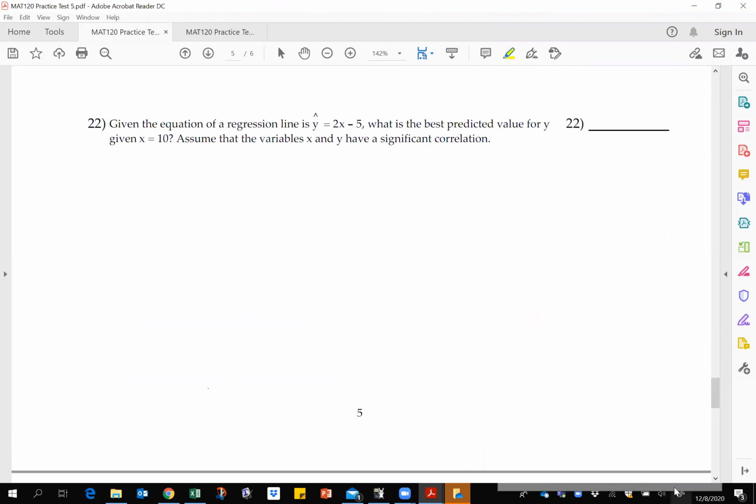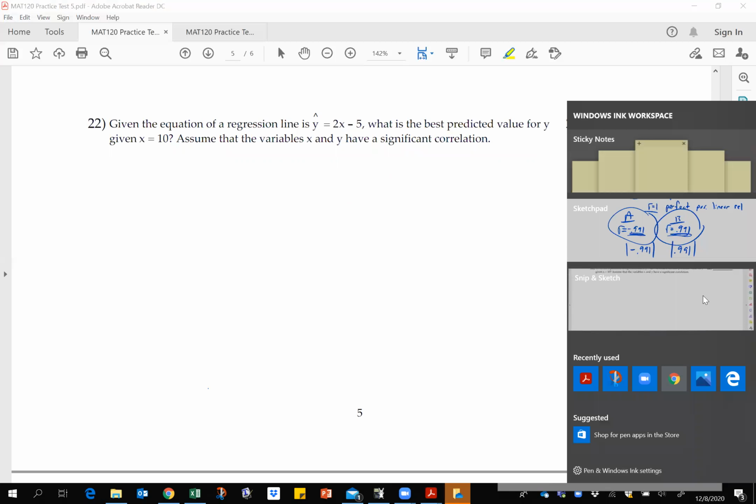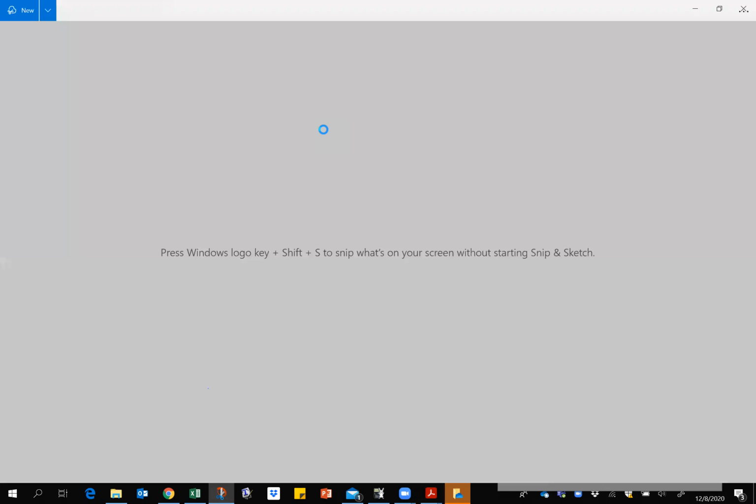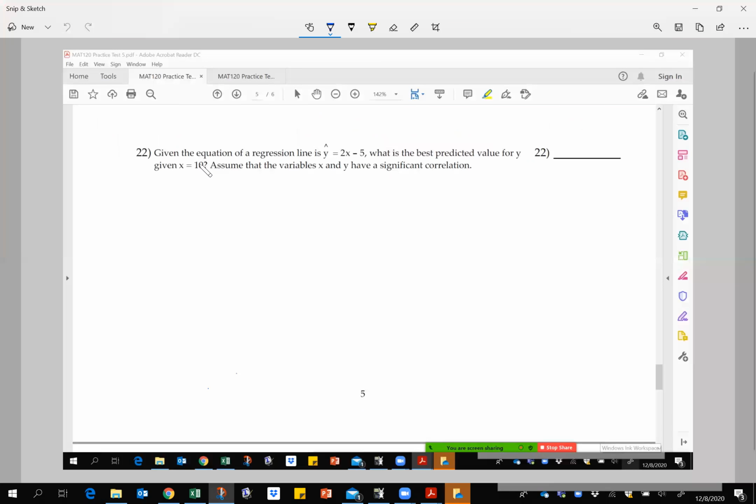Question 22 says, given the equation of the regression line, y hat equals 2x minus 5, what is the best predicted value for y given that x equals 10? With this problem, we want to forecast or predict what y is going to be when x is 10. This is literally just direct substitution from algebra. If the equation is 2x minus 5, then everywhere we see an x, we're going to put 10.